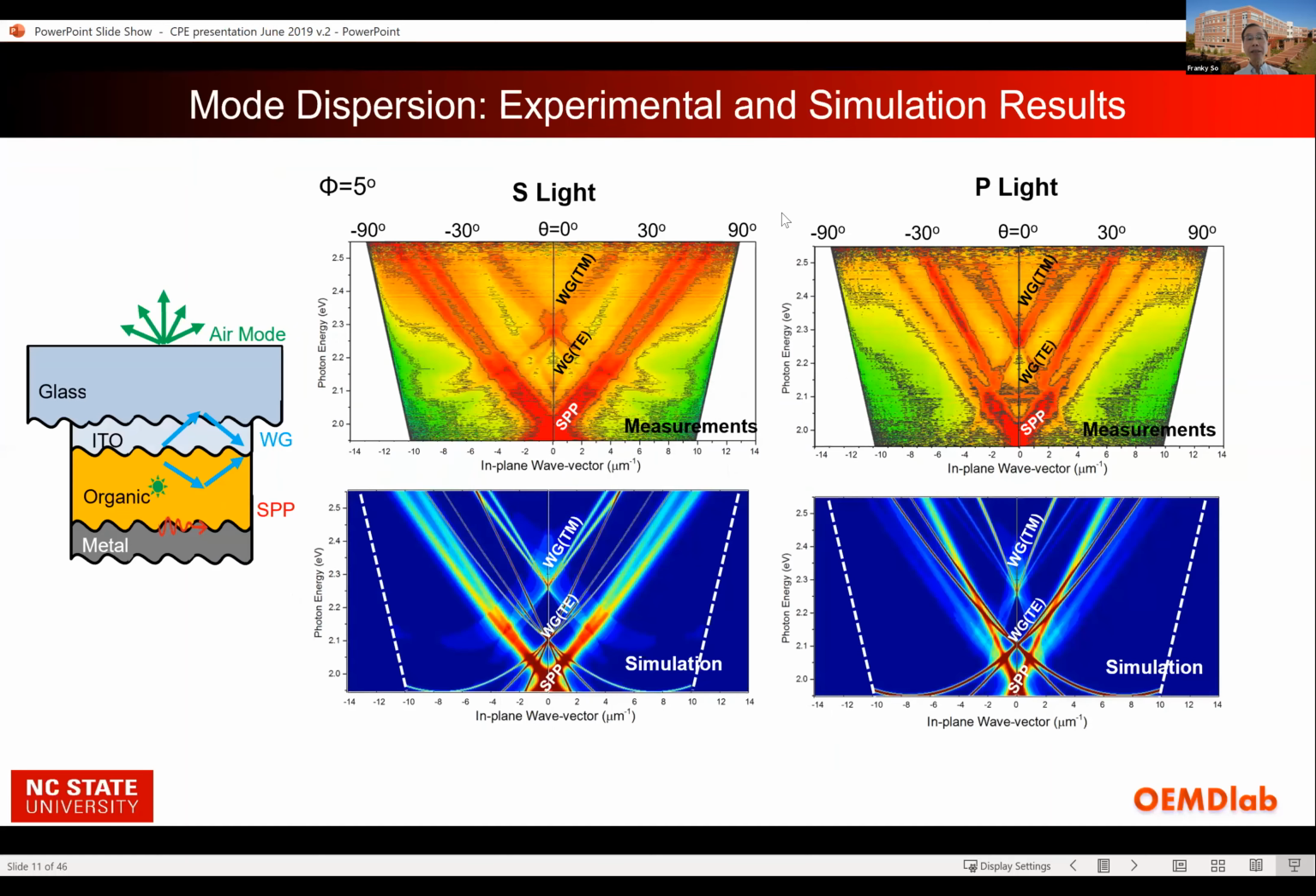So we've done the experiment analyzing the S polarized light and P polarized light. These are the features that we can measure, and they are in very good agreement with what the device simulation results show: you have the SPP mode, the TE waveguide mode and the TM waveguide mode.